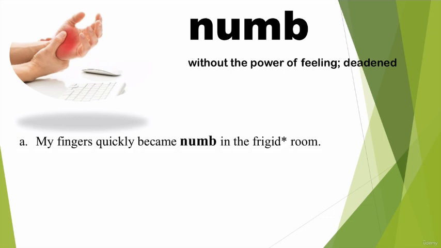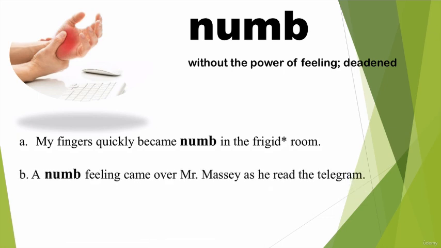We learned this word in this lesson, I guess. We try to repeat these words in different examples in order to help you memorize them and to use them in different examples and different situations. B. A numb feeling came over Mr. Massey as he read the telegram. Exactly.